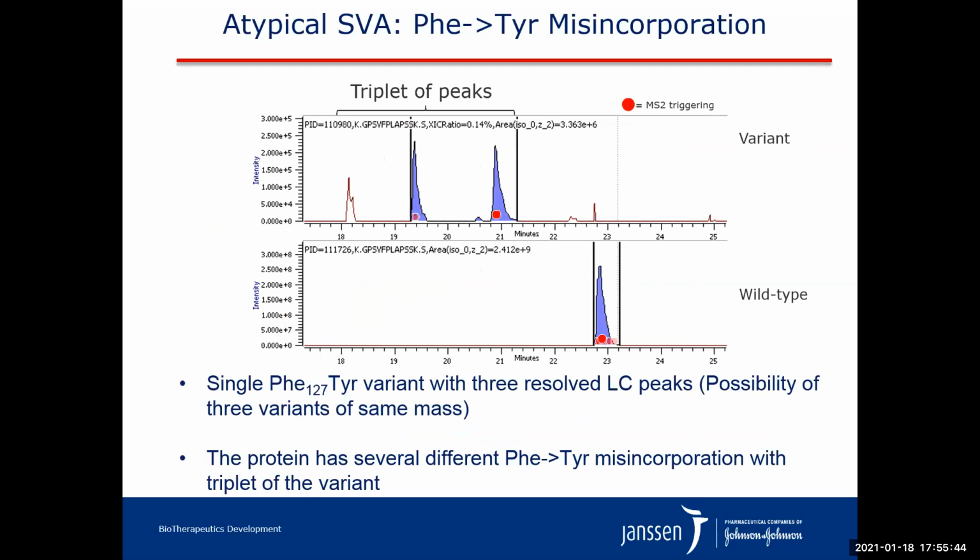In the second example, which is rather atypical, we found a phenylalanine to tyrosine variant on a single position on the sequence. However, to our surprise, we observed 3 well-resolved LC peaks of the same mass. Of these, we also obtained identical MS2 spectra for two of the 3 peaks confirming the variant, as shown in the red dot where MS2s are triggered. In addition to this peptide, we observed several other peptides throughout the molecule with a characteristic triplet of phenylalanine to tyrosine misincorporations.